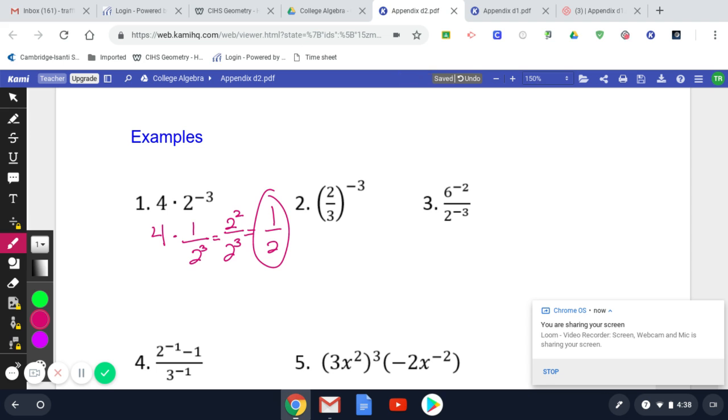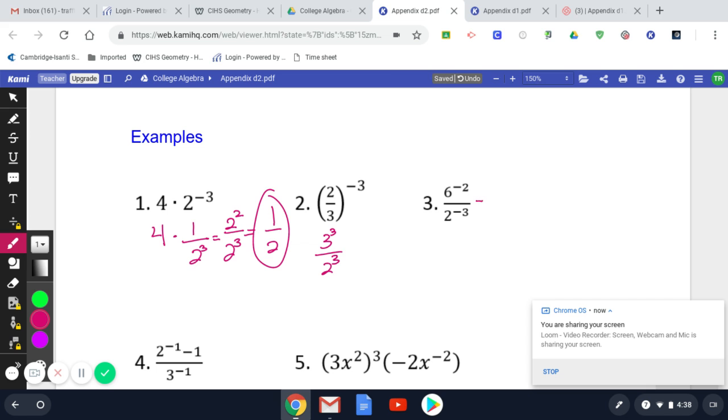Number 2, if I distribute the negative, I'm going to use that rule from before. It's a negative exponent, so I'm going to go 3 to the 3rd over 2 to the 3rd. And I can leave it in exponential form. I don't need to evaluate any more than that.